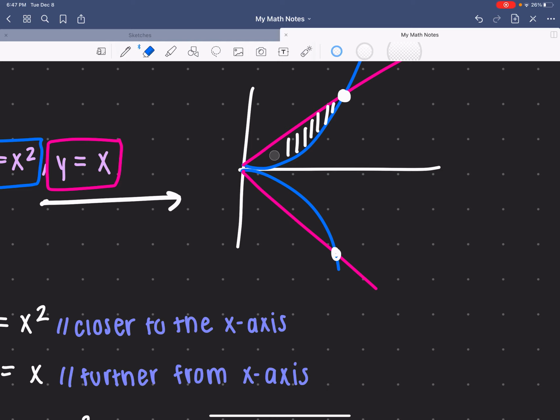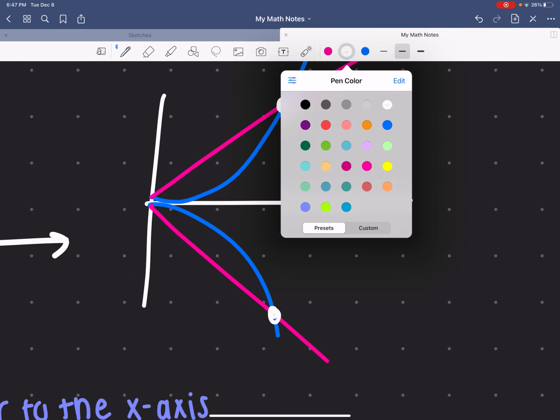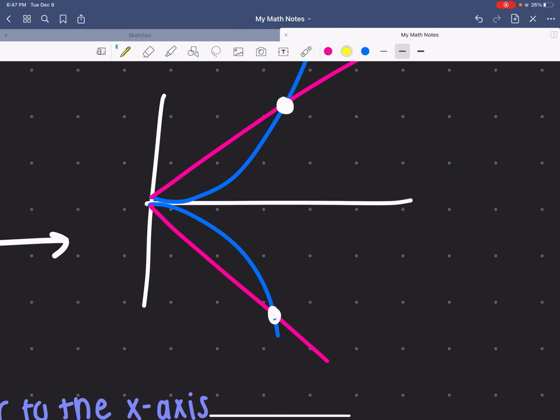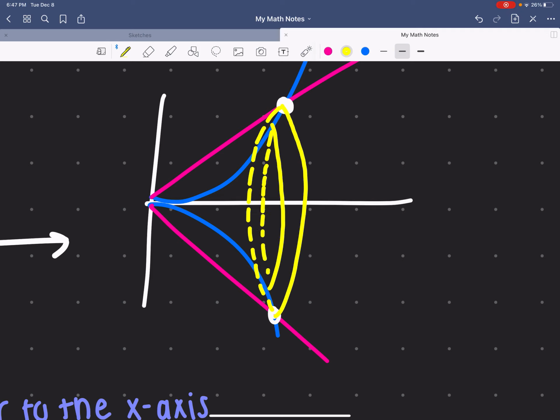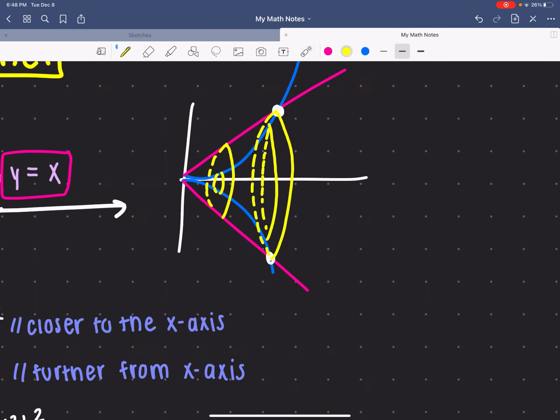And then let me just erase this really quickly. And then we can draw in our washers. So the way our washers are going to look is we're going to have our big outer radius and then our thinner, smaller inner radius. So this might be a better example. Our big outer, and our thinner inner radius. So we can have multiple washers just like that.